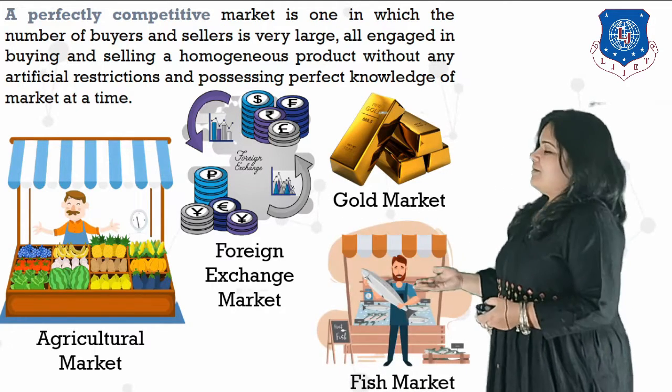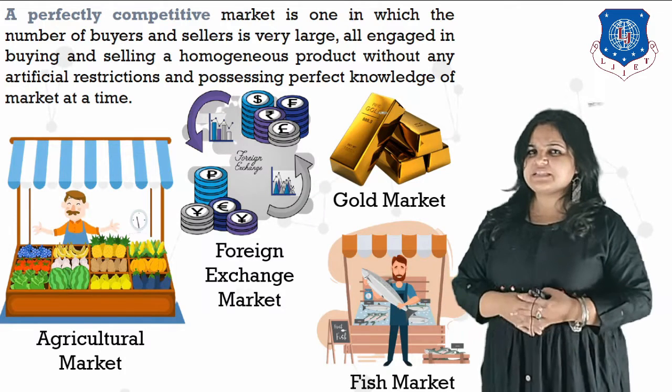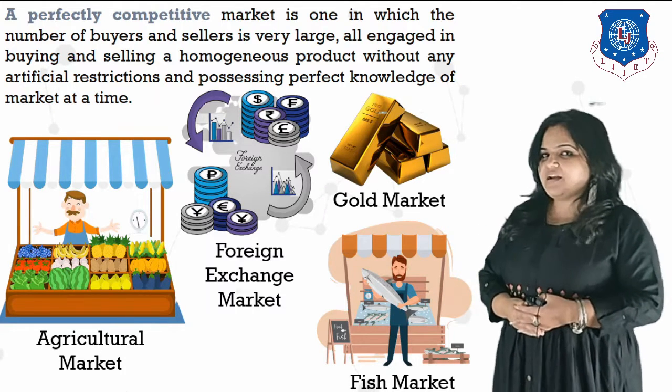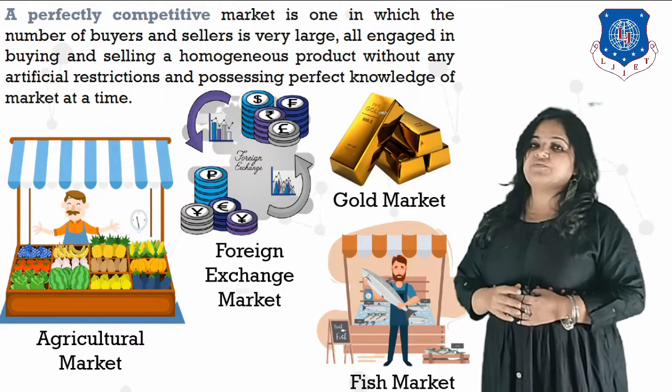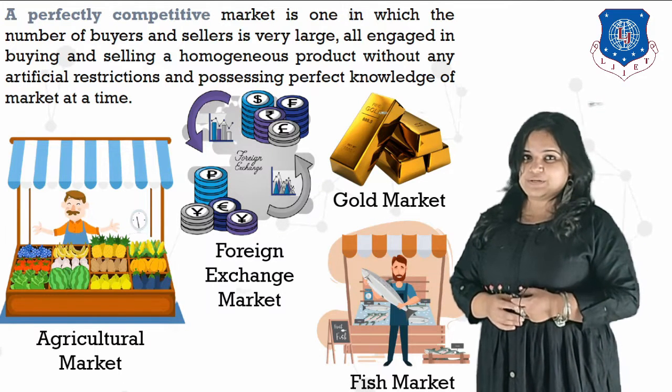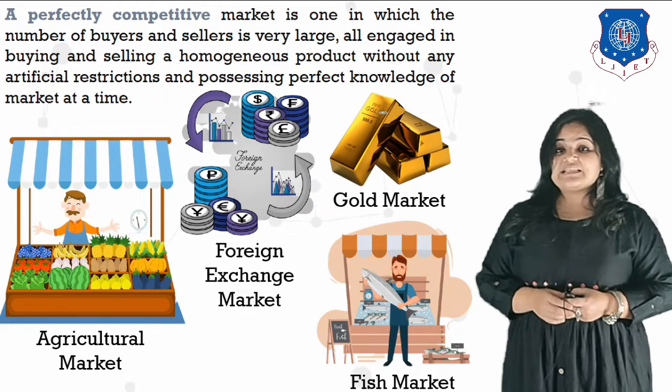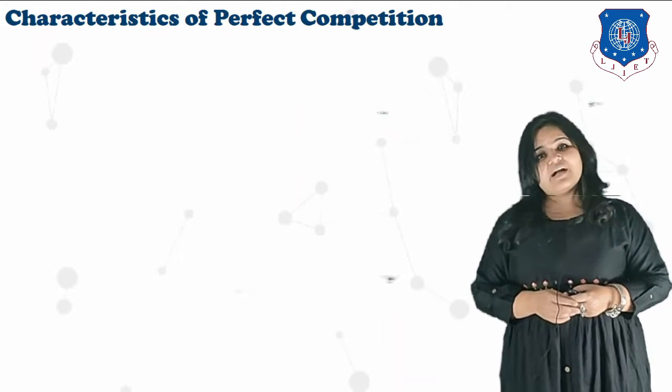The last type is a fish market. In the fish market, everyone is selling fish, a homogeneous product, at almost the same price. These are examples of some of the markets having perfect competition. Let us study some of the characteristics of this type of market.